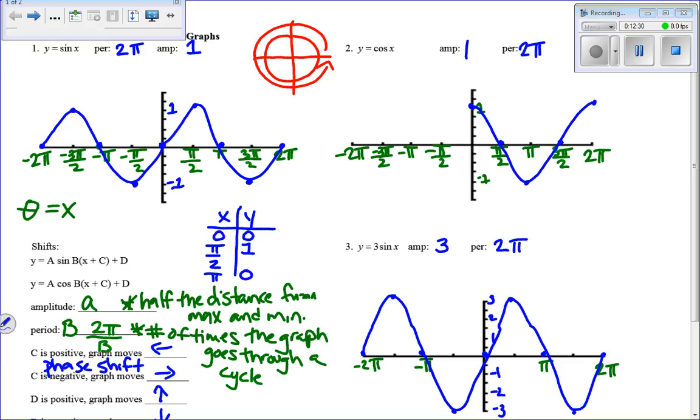Okay, going the other way, we basically just pretty much have a reflection. So at negative pi over 2, we're at 0. At negative pi, -1. Okay, here's 2 periods of your cosine graph.